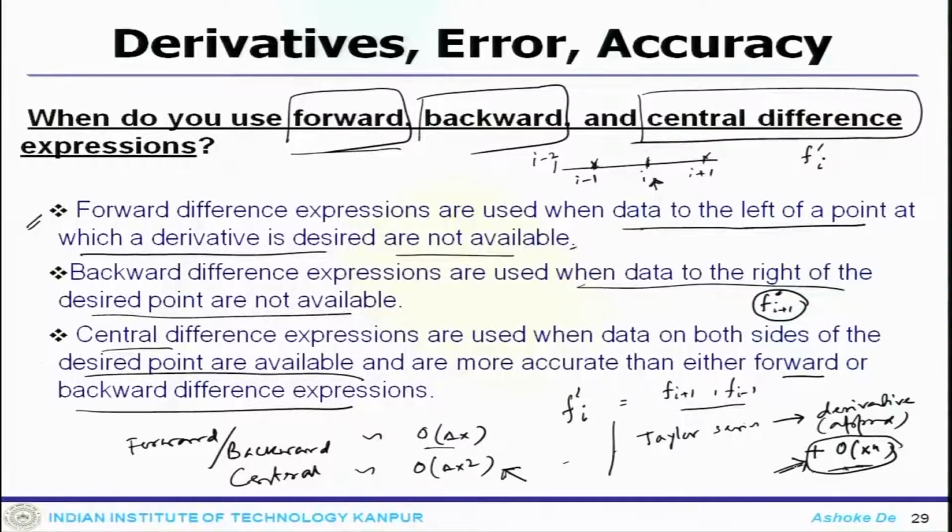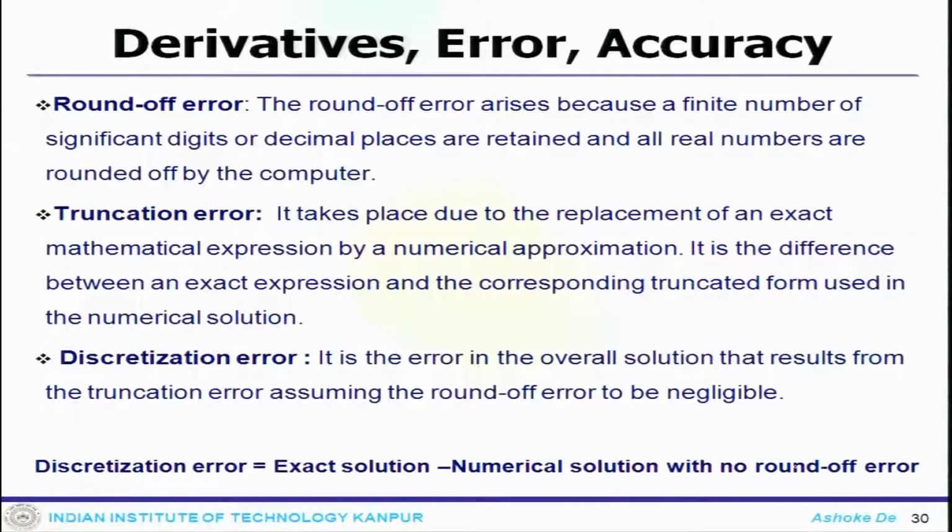Now, in the numerical system there are different kinds of error which are associated with that. One important error is called the round up error, and what does it mean? The round up error essentially arises because a finite number of significant digits or decimal places are retained and all others are rounded off by the computer. So, now what happens? You are essentially solving a linear system Ax equals b.